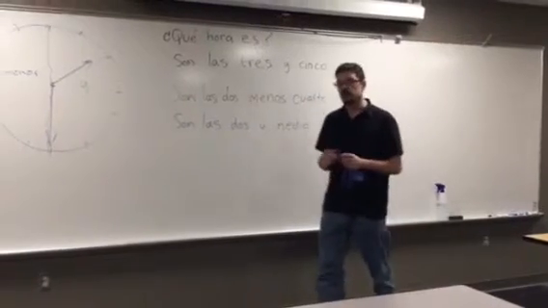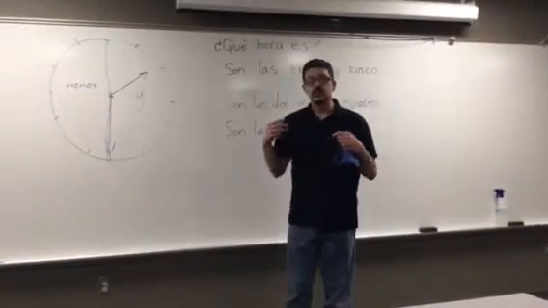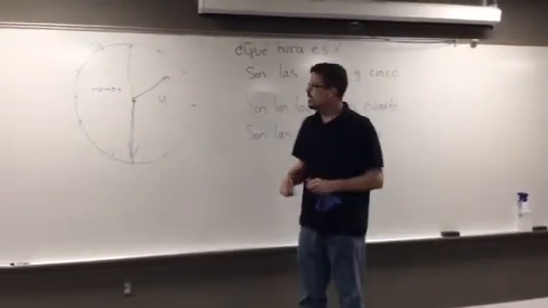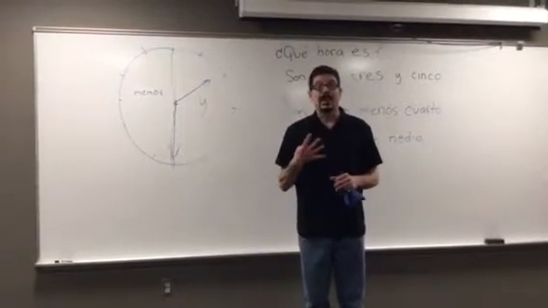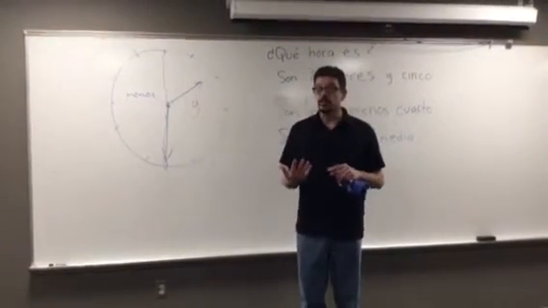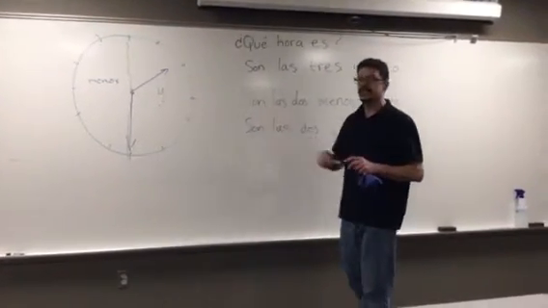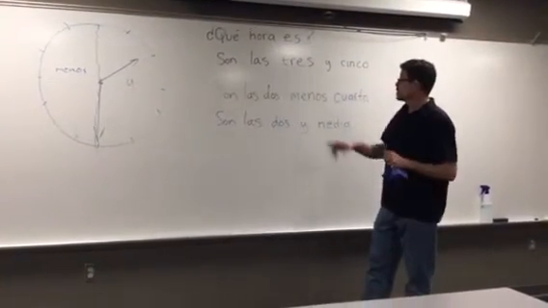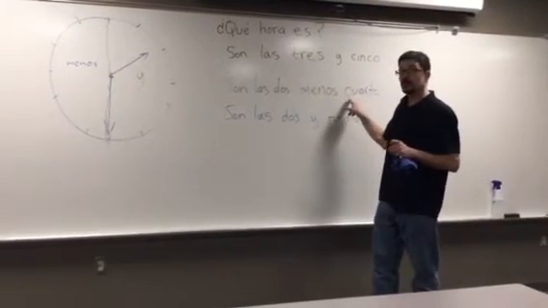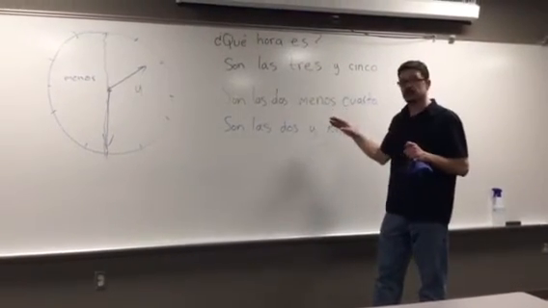Now, you will hear people use son las dos y treinta, or you might even hear them say son las dos y 45 for 2:45. But the best way to say it is going to be using menos and y. So using the menos. Son las dos menos cuarto. So it's 1:45.